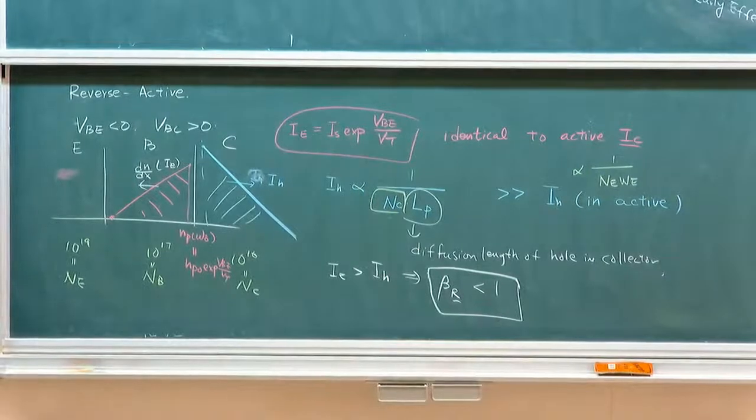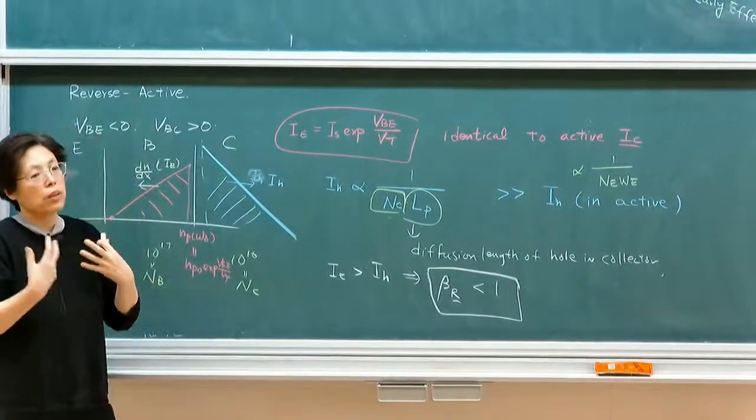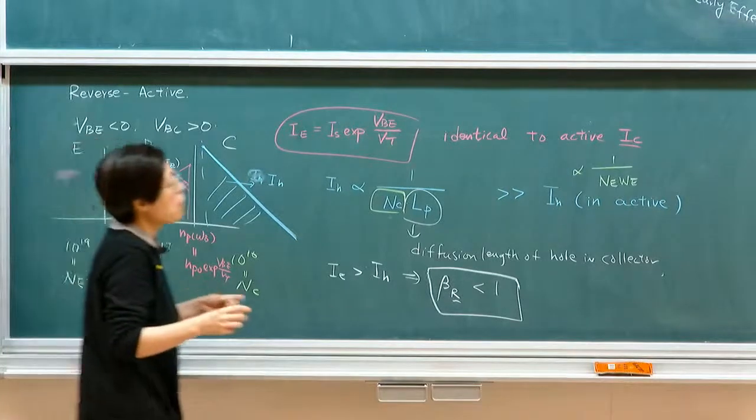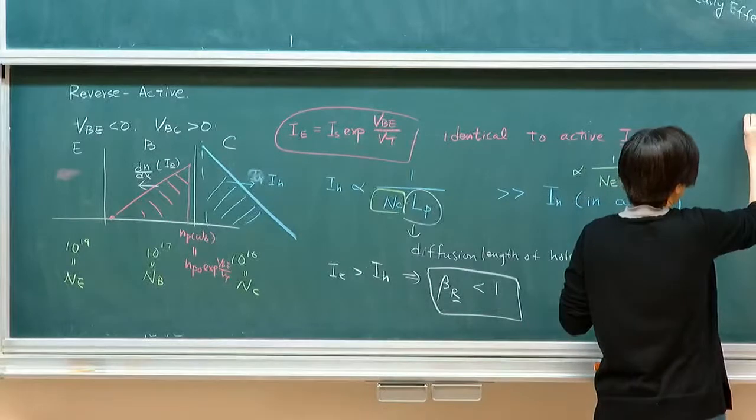This is actually what we don't want, because, as I said, current gain is a gain. You're not getting anything. You're getting less than 1, meaning that whatever you put in is larger than whatever is being taken out. Okay, so if I'm operating in reverse active like this, I could still operate in reverse active.